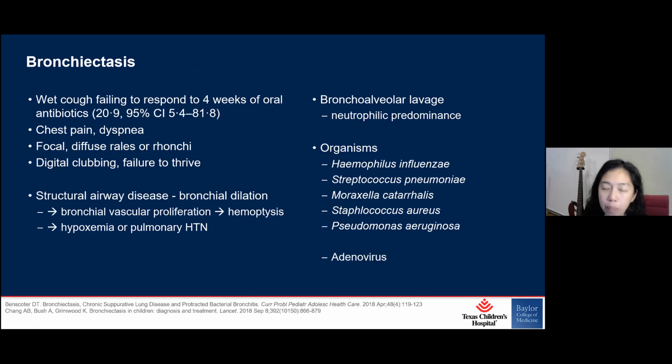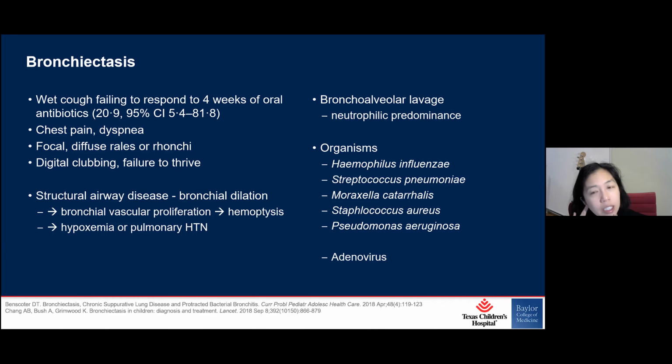So moving back to the medical part. Bronchiectasis, okay, this is the long-term sequelae. We haven't done a good job with the acute pneumonias and the chronic suppurative bronchitis, and then they progress to bronchiectasis. But how do you make the diagnosis of bronchiectasis? This definition is a wet cough that doesn't respond to 4 weeks of oral antibiotics. These folks can have chest pain and dyspnea. They can have digital clubbing because of chronic hypoxemia, and failure to thrive. I have a teenage patient currently who's being worked up for this.